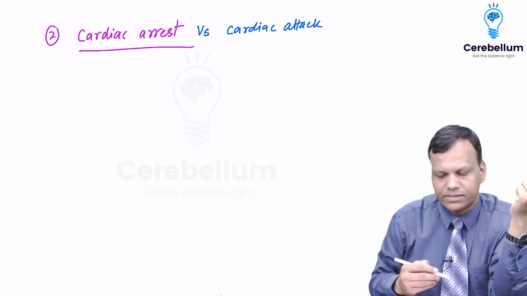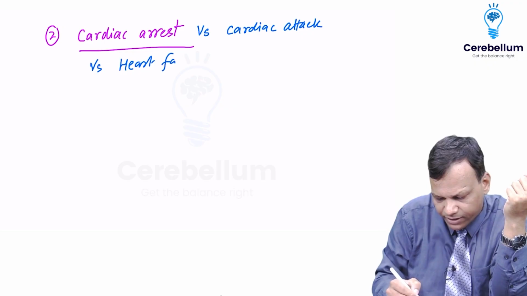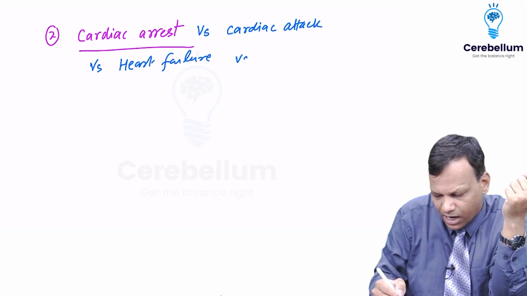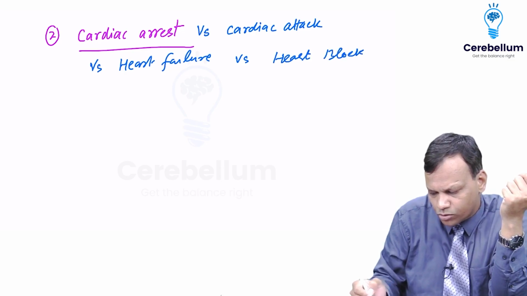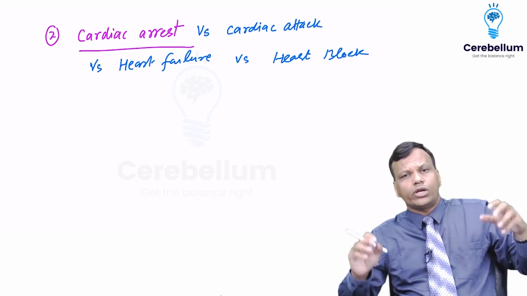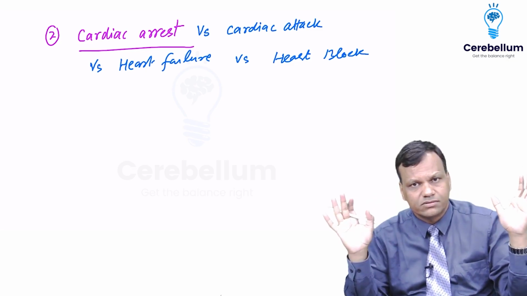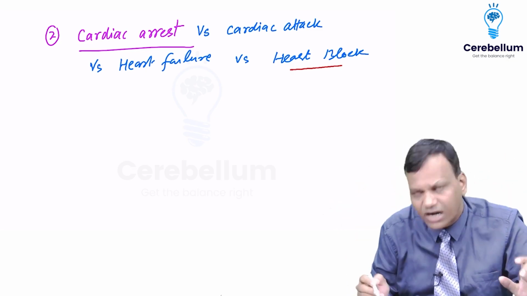Heart attack is the second thing. Third, heart failure. And fourth, heart block is the next thing. You should know these four have similar names, but they are totally different diseases. One by one we'll discuss what they mean. First of all, what do you mean by heart block?